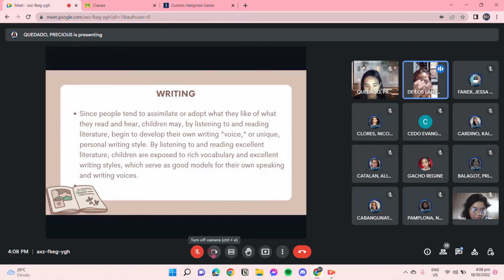So, here in writing, children are exposed to rich vocabulary and excellent writing styles, which serve for them as good mentor texts for their own speaking and writing styles.